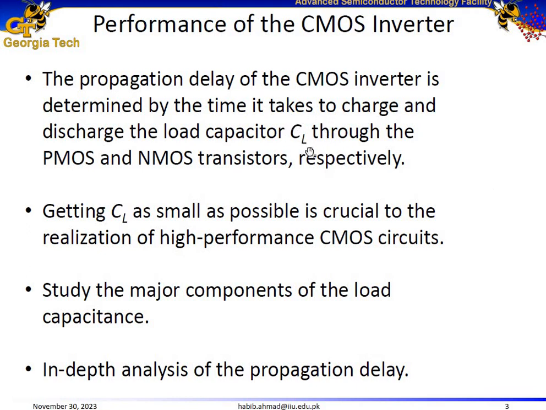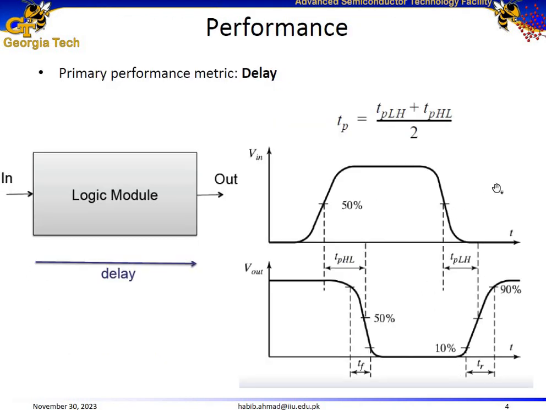And then we have a capacitance, CL, which we are going to derive. It charges through the PMOS when the input is low, and it discharges through the NMOS to ground when the input is high. So the goal is to achieve as small capacitance CL as possible. So we are going to study the major components of the load capacitance of a CMOS inverter for that purpose, and we will perform in-depth analysis of the propagation delay of a CMOS inverter.